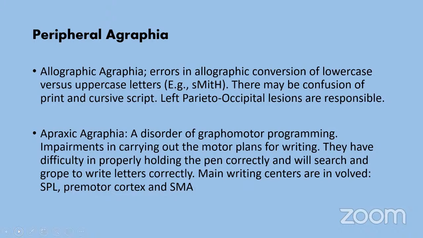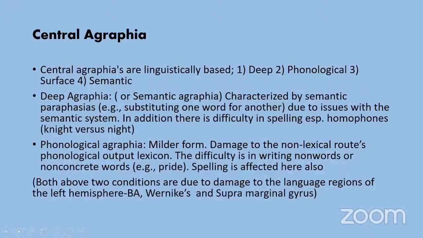The main writing centers involved are the superior parietal lobe, premotor cortex, and supplementary motor area. Central agraphia, on the other hand, has about four or five types: deep, phonological, surface, and semantic. Deep agraphia and semantic agraphia are almost close. They are characterized by semantic paraphasia, substituting one word for another due to issues with the semantic system.